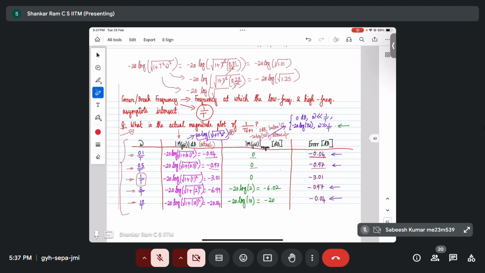Minus 20 log 5, sir. I'm sorry, what is that? Minus 20 log 5? Minus 20 log under root 5. Root 2, sir. So Roshan, I'm talking about 1 by t, right?